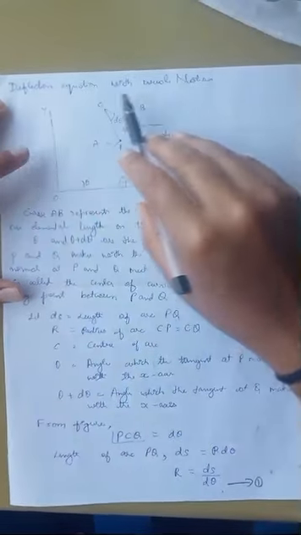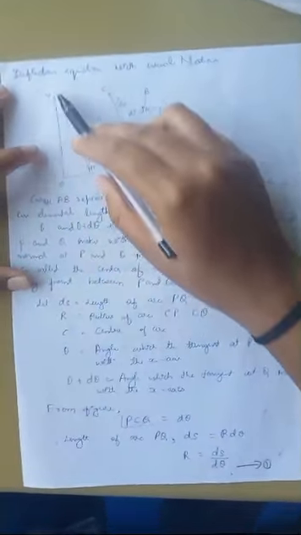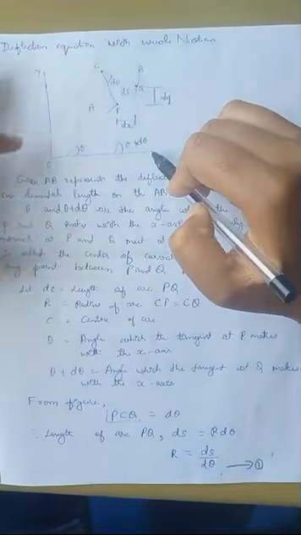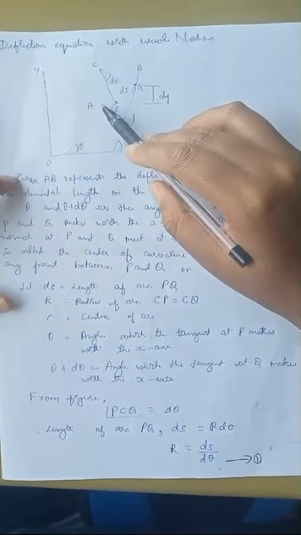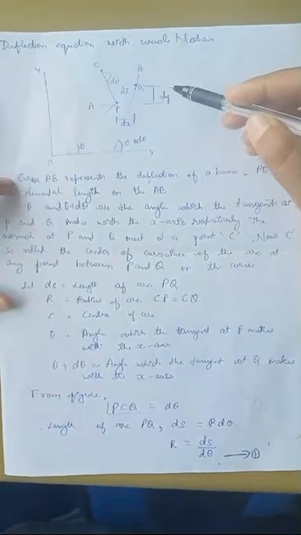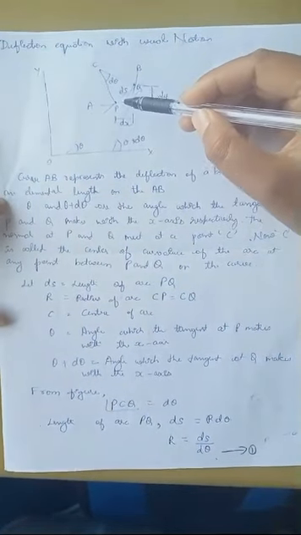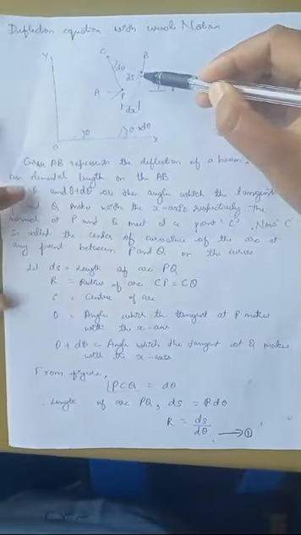Derive the deflection equation with usual notations. First, let us consider the x and y axis. Let curve AB represent the deflection of the beam. PQ is an elemental length of AB.